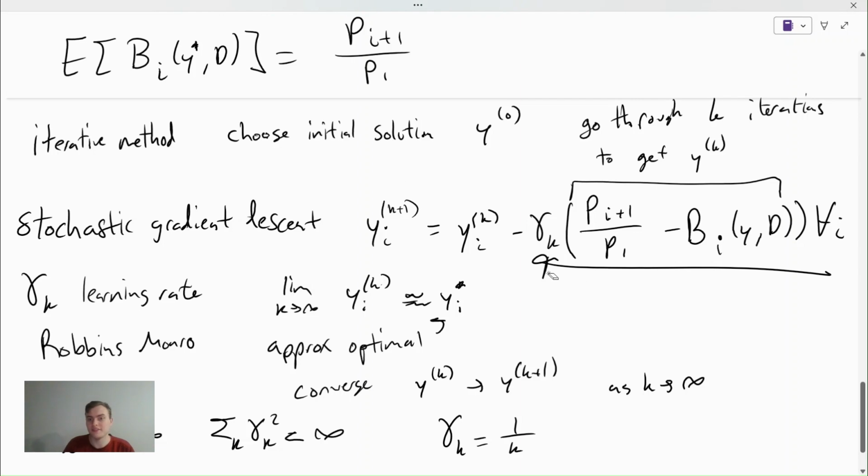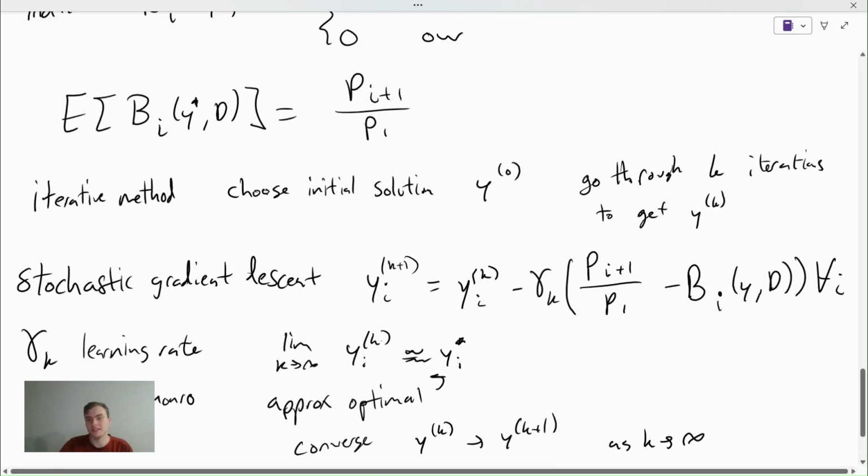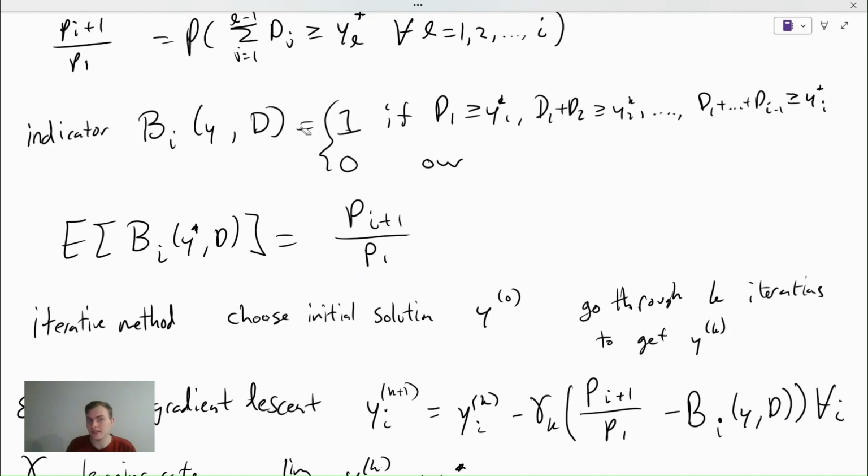And like we have a data set, we can calculate bi of yd pretty simply. We're just looking at that condition.